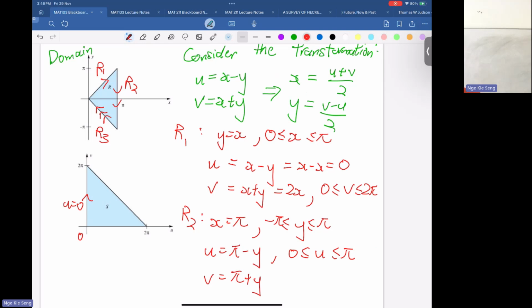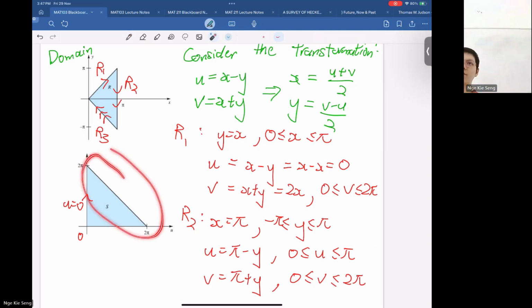Y plus Y. Then V is going from 0 to 2 pi also. But how do you draw this line? So now you only get the range, right? Okay, but what's the new line here? You get a new line here. So you need to have some relation between V and U, right? Can you get any useful relation between V and U?